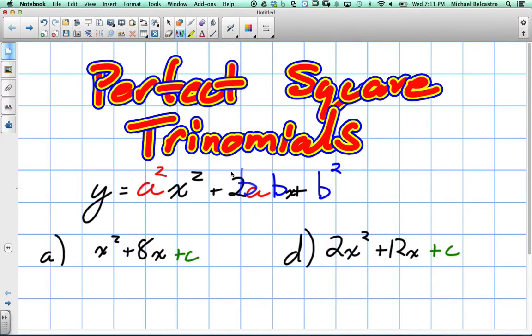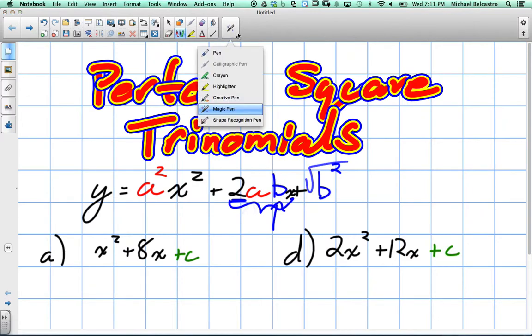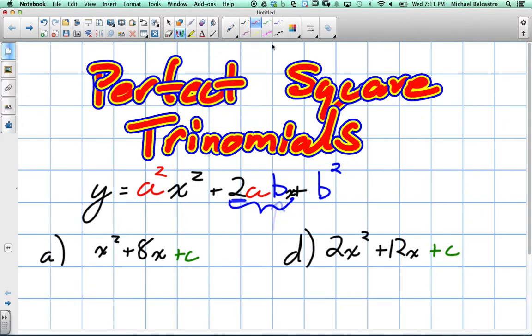But in a perfect square trinomial, there is a relationship between the first coefficient, the last constant, and the coefficient of the middle term. The relationship is that if you take the square root of the first coefficient, which is A, and the square root of the third one, which is B, and multiply them by 2, it gives you the middle term. It's kind of a hard idea to see. You know what I'll do? I'll reverse one for you to see if this will help.